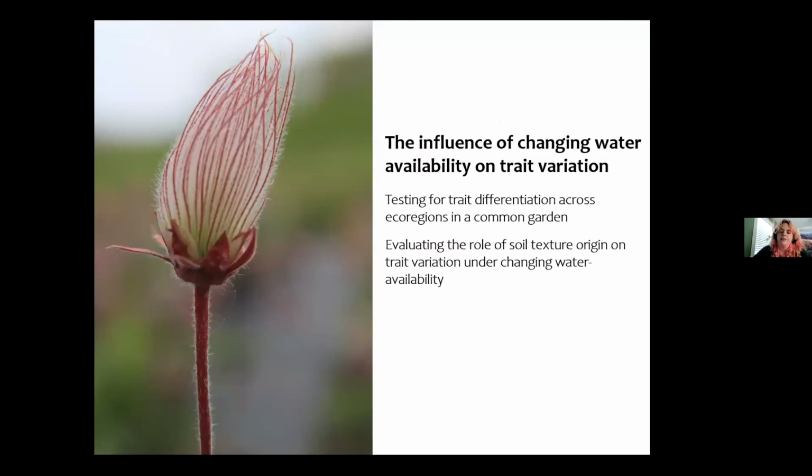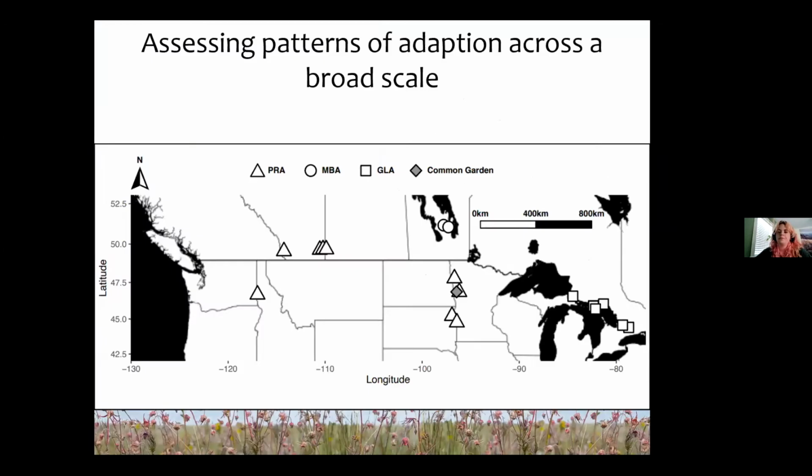All right, so to start us off, we're going to investigate trait differentiation in prairie smoke from across different ecoregions while they're growing in a common garden. So from across much of the Geum triflorum range, we harvested 19 populations. And so they're indicated with these symbols across the map. And so populations were harvested from 2 very different habitats and across 3 unique regions.